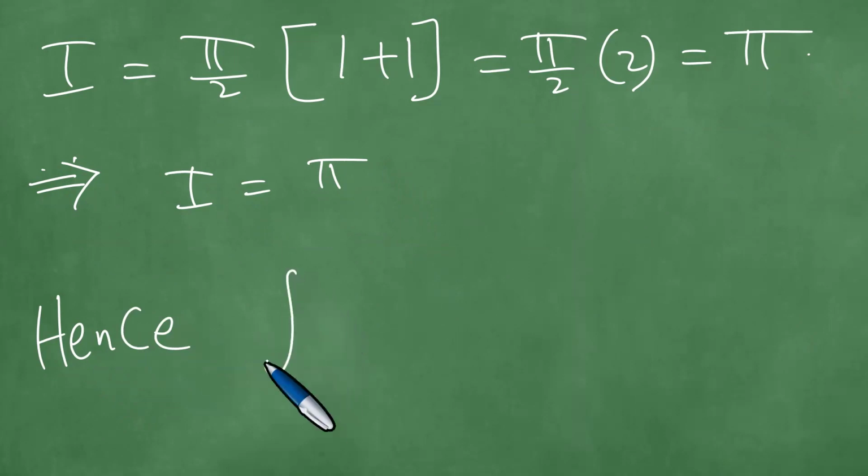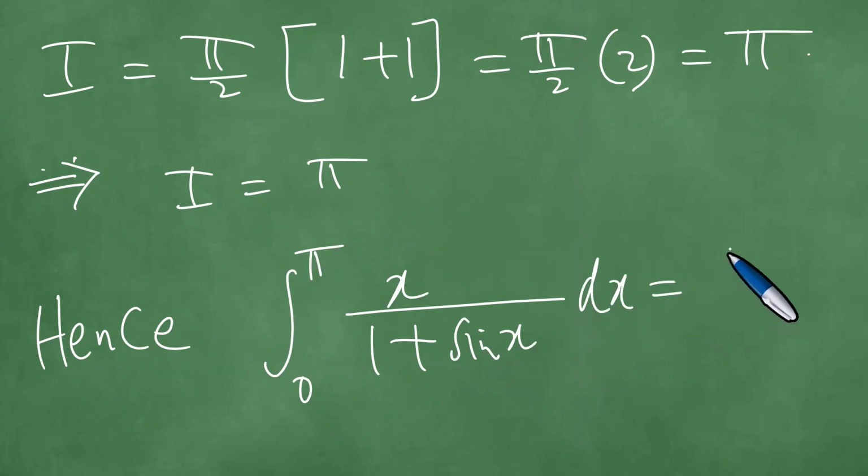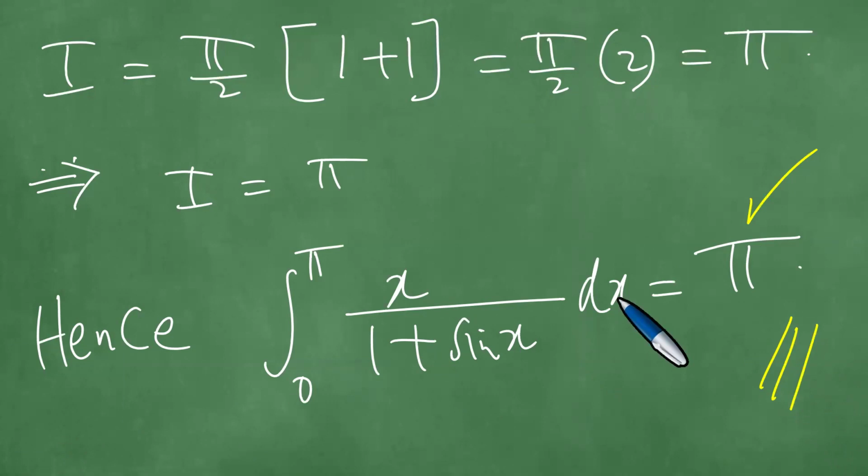Hence, the integral from 0 to pi of x over 1 plus sine x dx is pi. We have evaluated this integral, and this integral is pi. And we're done solving this particular problem in a step-by-step fashion. It is exciting, therefore, to have solved this.